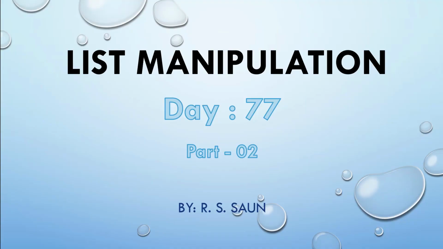So previously we have learned what is a list, and then we have learned various methods or ways to initialize the list. What is initialization? Giving a value to a list, or any variable, is called initialization. For example, if you write x is equals to 10, that means you are initializing the value 10 to the variable x. So previously we have learned all these.